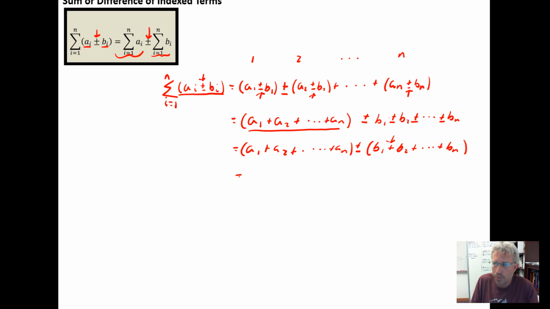And then you want to recognize that each of these can individually be represented with the summations from i equal 1 to n. This is the summation from i equal 1 to n of the a sub i's plus or minus the summation from i equal 1 to n of all of the b sub i's. So we can break it into individual plus or minuses where we take the summation of the indexed terms individually.